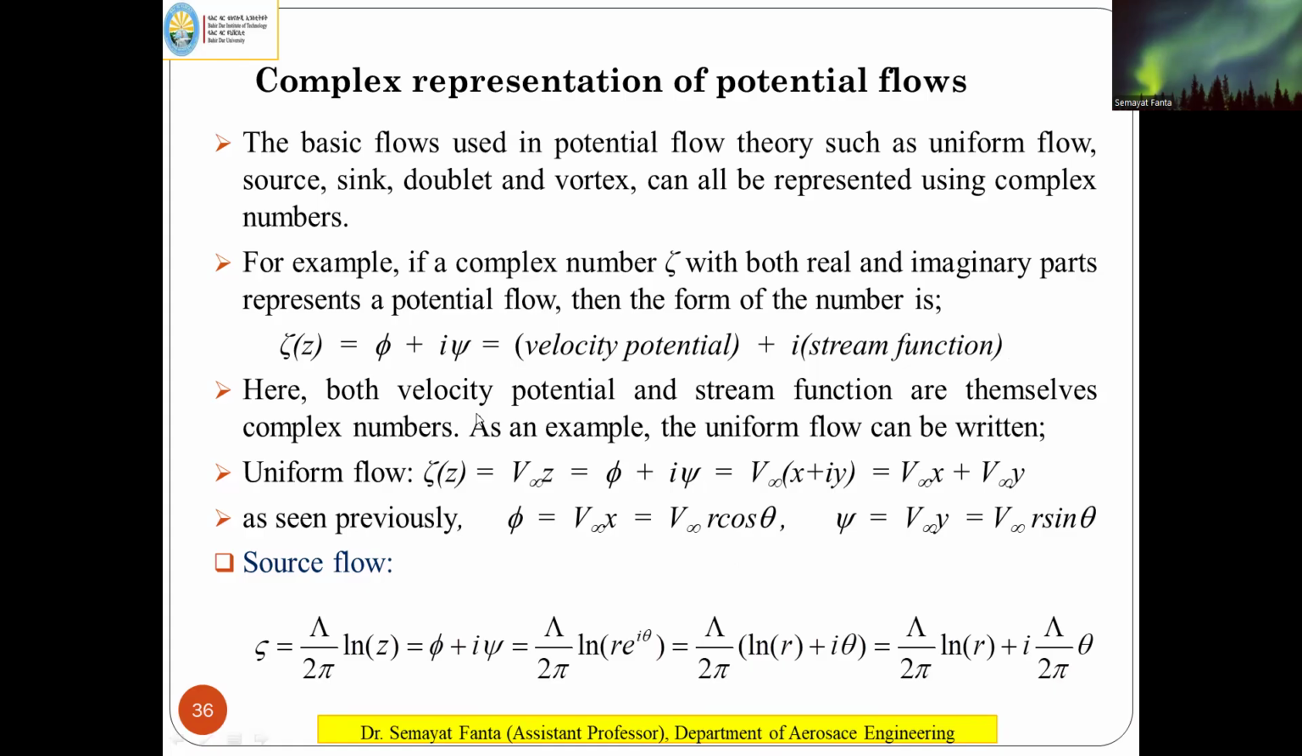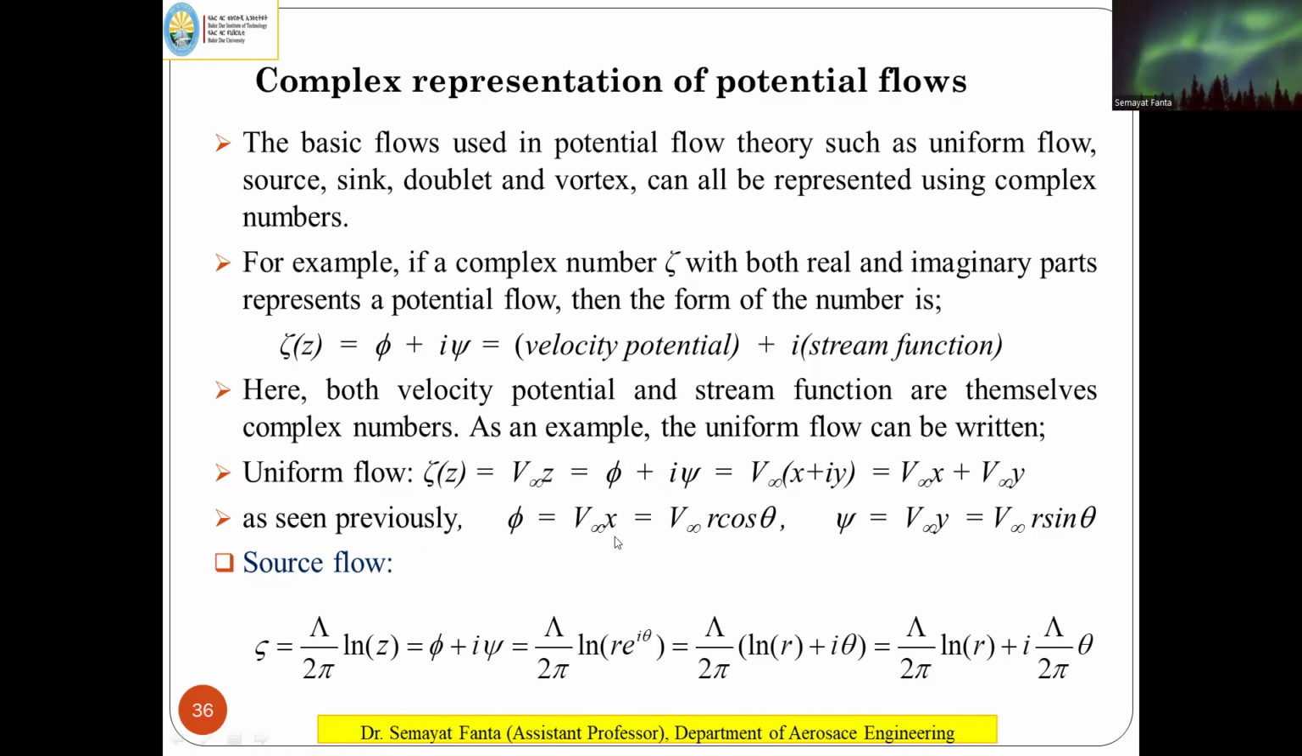So for the uniform flow, we have zeta of z equal to V infinity z, which is equal to phi plus i psi, which is V infinity times x plus i y. Z means x plus i y, which is V infinity x plus V infinity y, that means with i times.